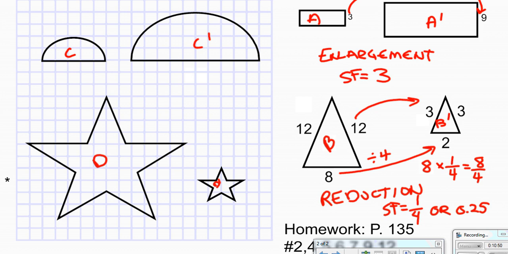Okay, so C to C prime, D to D prime, you're going to do those on your own as well, and we are going to check those in class tomorrow.